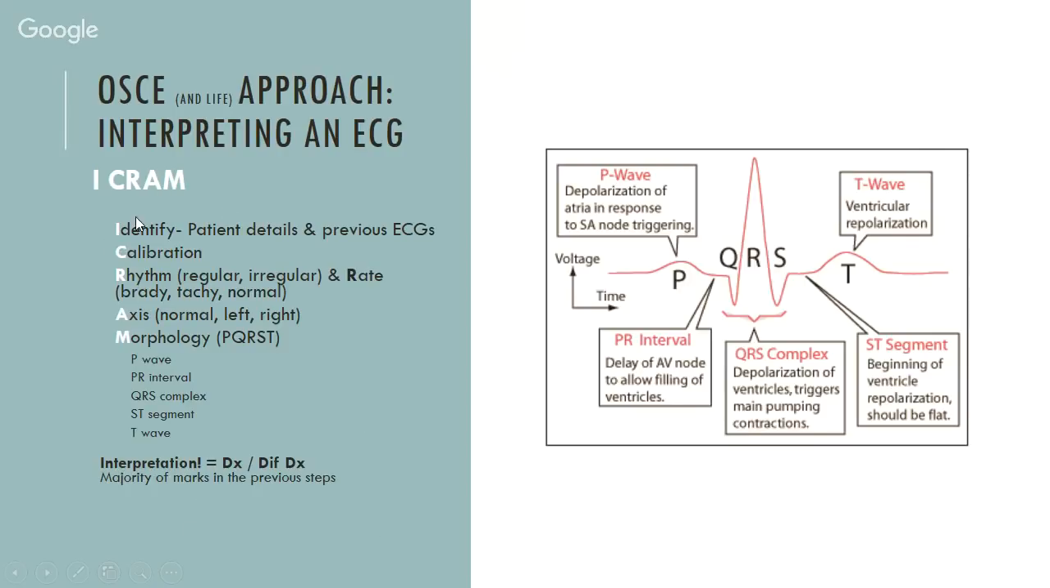At year 2A level, most of the marks are just about being systematic and not missing anything. So even if you don't get it quite right, you'll get most of the marks anyway. So don't be too concerned if you can't quite get it.